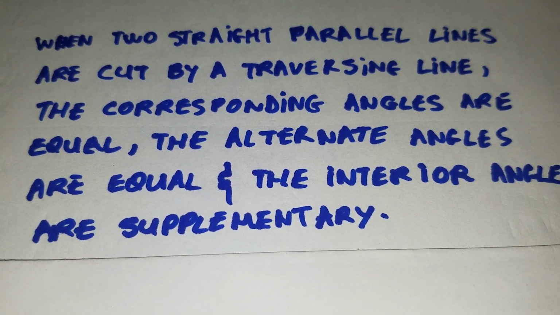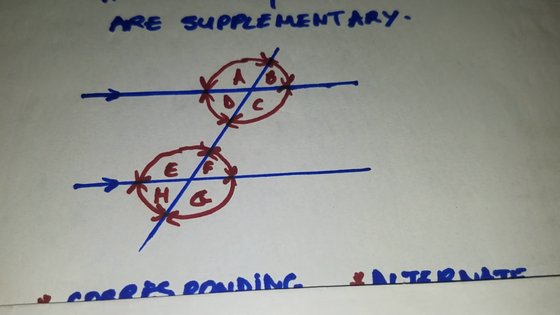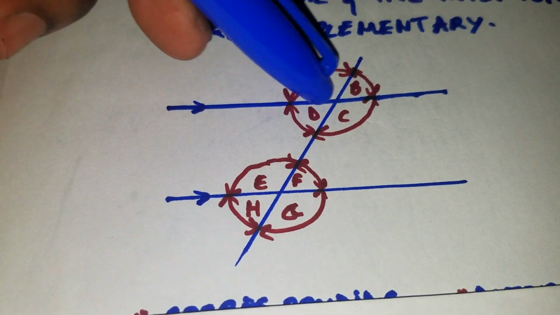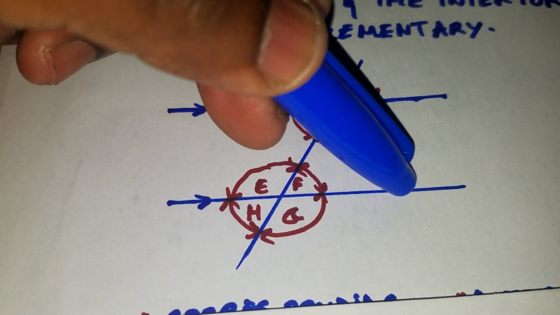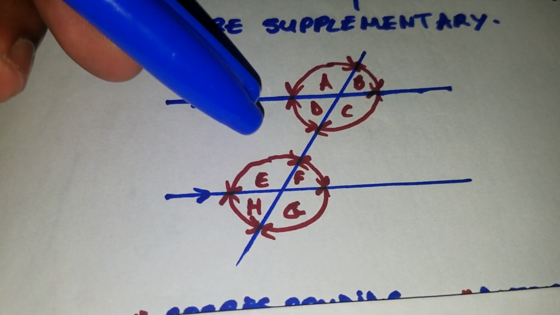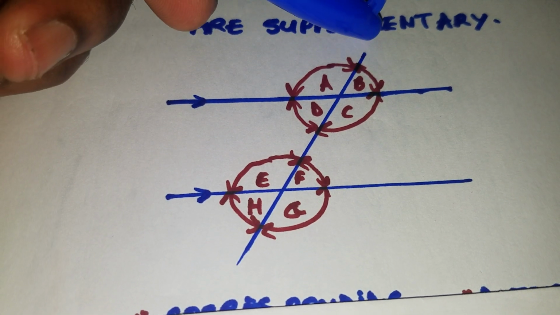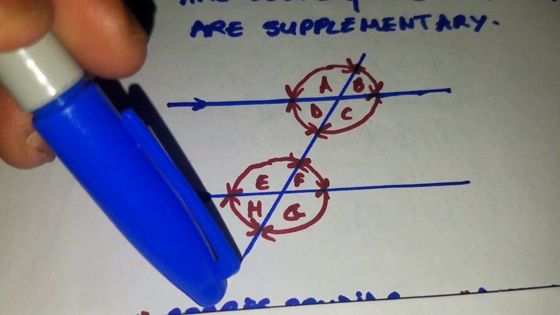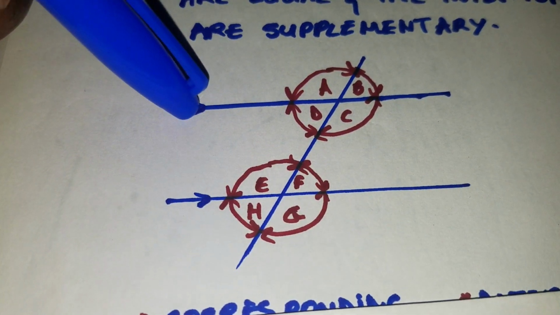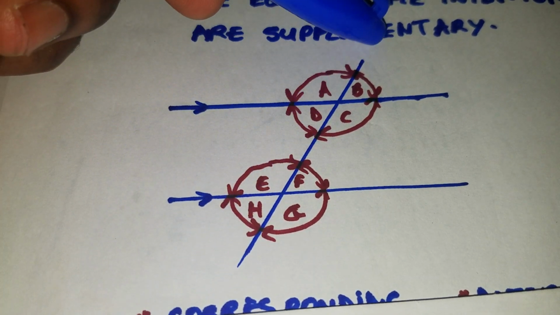Now, what do we mean when two straight parallel lines are cut by a traversing line? Here we have two parallel lines, one here and another here. Parallel lines mean that they will run beside each other and they will never ever cross. So you have two parallel lines and now they are cut by a traversing line. So one line intersects both of them. So we have our two parallel lines and we have another line crossing both of them.